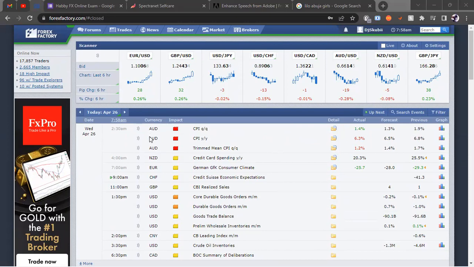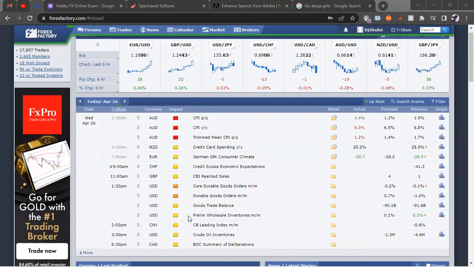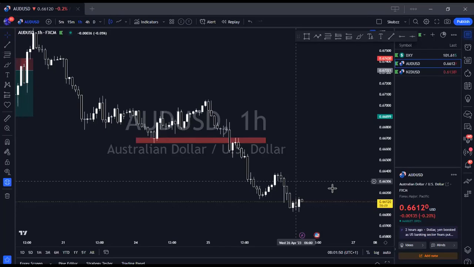Fundamental wise, the only high impact news we have is at 2:30, that's on AUD, and the rest is just mid impact and low impact news. So today is looking like it's going to be a calm day, yeah? So let's jump on the markets and see what we can get.